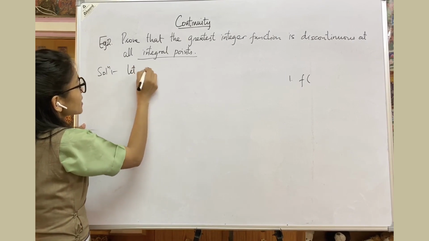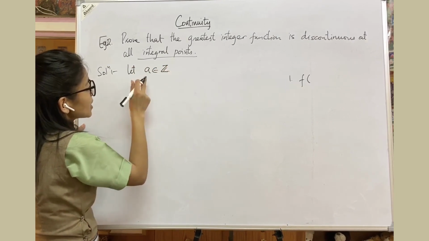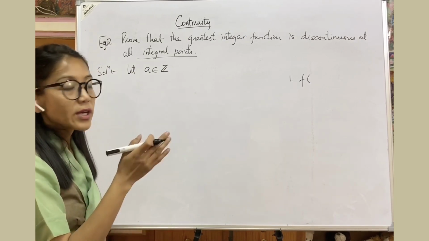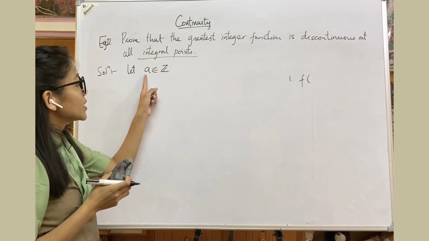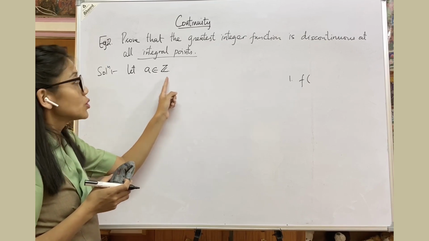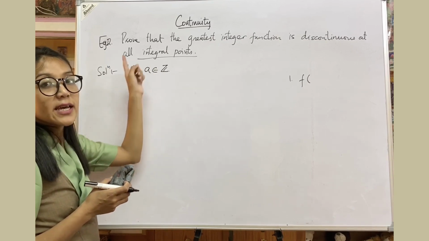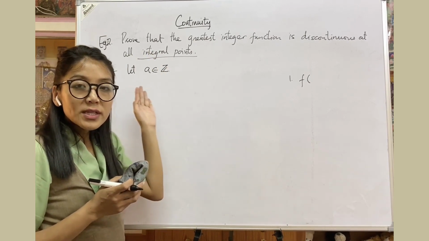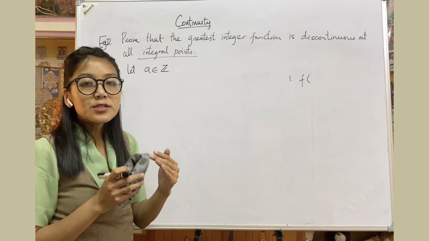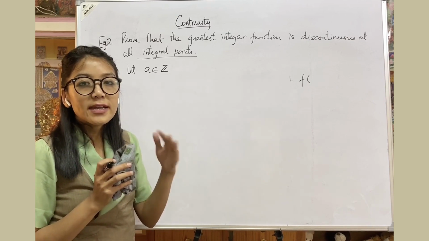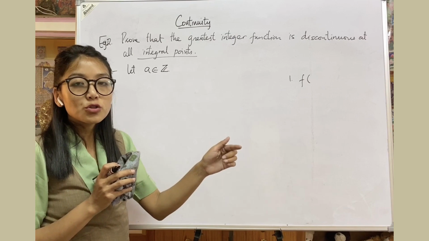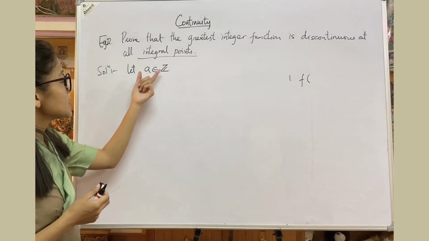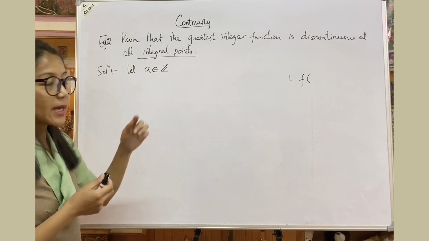So first of all I will write: let a belong to the integers. Now this a can be 0, 1, 2, 3, 4, -1, -2, -3, and so on. Okay, so you will take a variable integer. Now we will show that this function is discontinuous at a, which means it is discontinuous at all integral points. So why am I doing this? Because it is not possible for us to show that the function is discontinuous at all integral points one by one. So therefore I'm making this substitution. So for this integer I have taken the variable a, right?